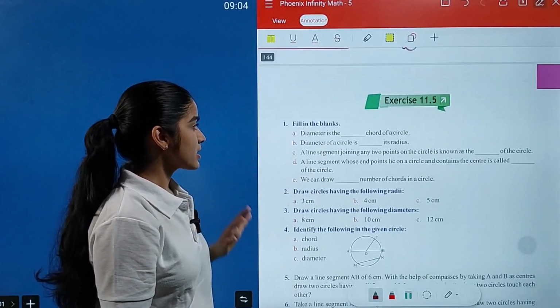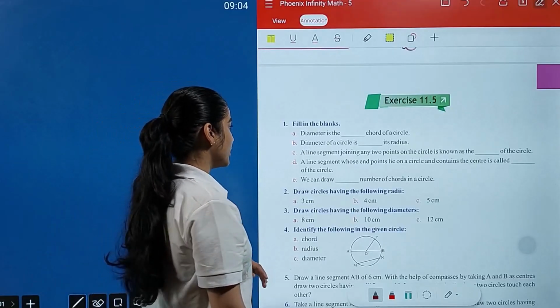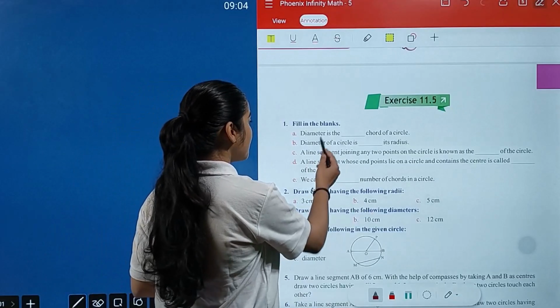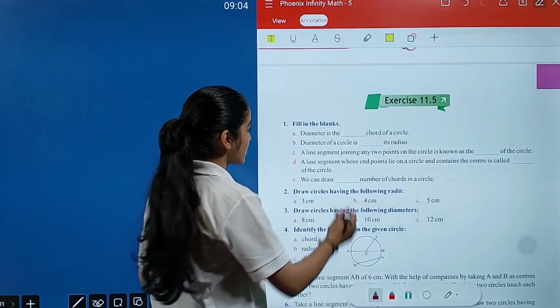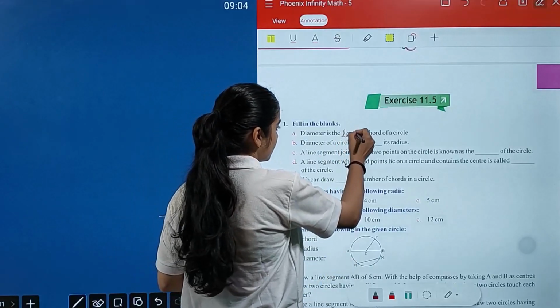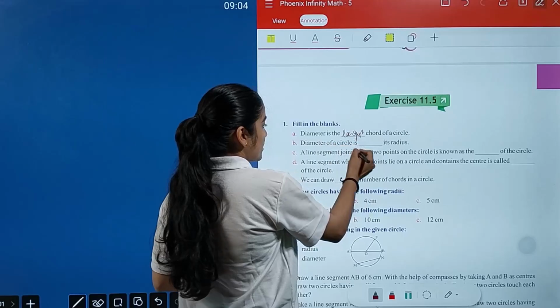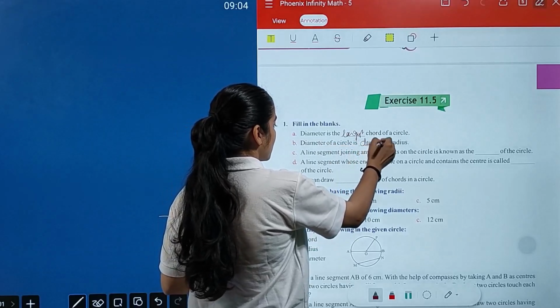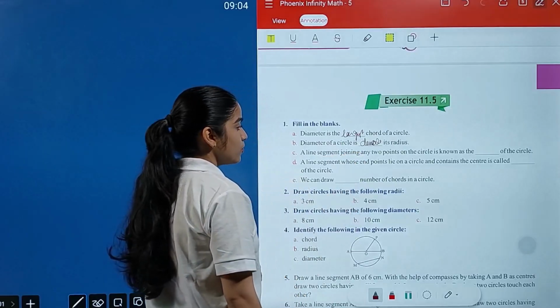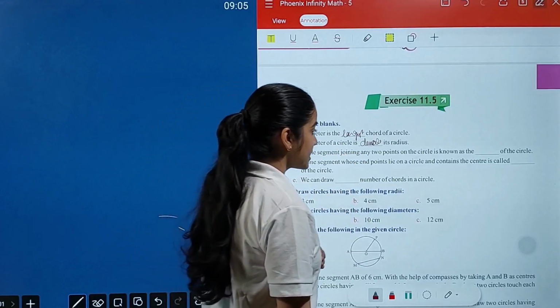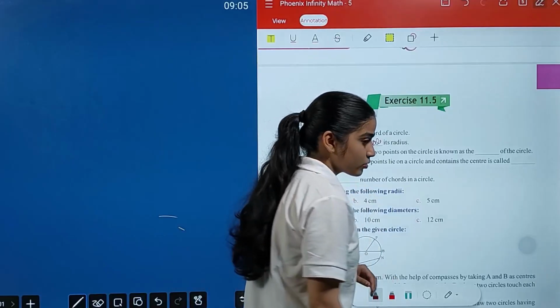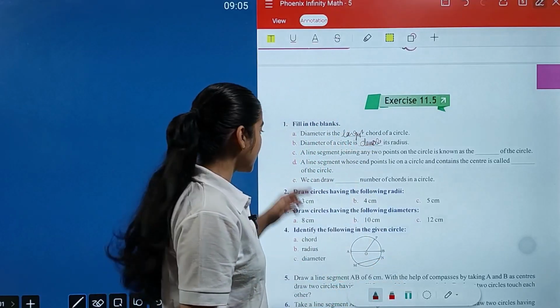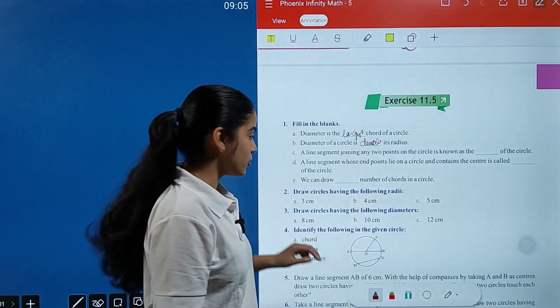Now we have our exercise 11.5. You have to fill in the blanks. Diameter is the longest chord of a circle. Diameter of a circle is double its radius. A line segment joining any 2 points on the circle is known as the dash of the circle. So you have to tell me what we call it, and the rest of the 3 parts you have to answer on your own.